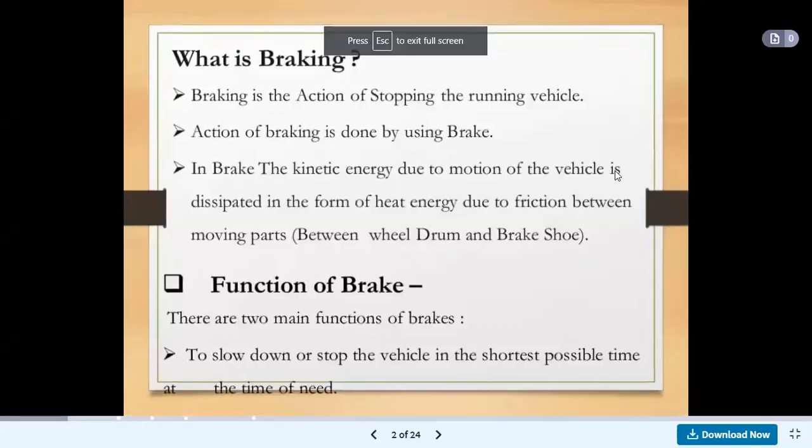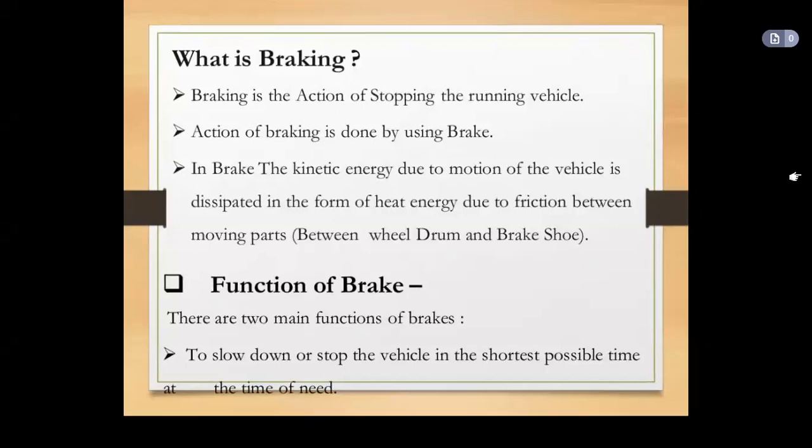So first we see what is braking. Braking is the action of stopping the running vehicle. That is, the action of braking is done by using the brakes. In a brake, the kinetic energy due to motion of the vehicle is dissipated in the form of heat energy due to friction between moving parts, that is, between the wheel drum and brake shoe. So when we apply the brake, some action must be there, and that action becomes stopping the running vehicle.